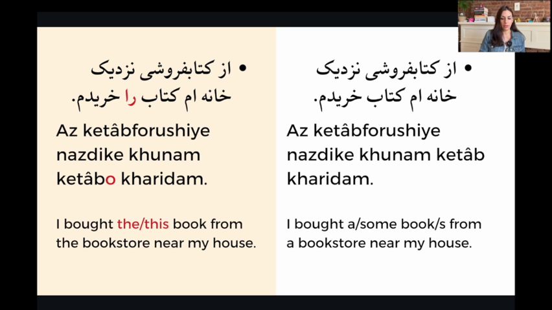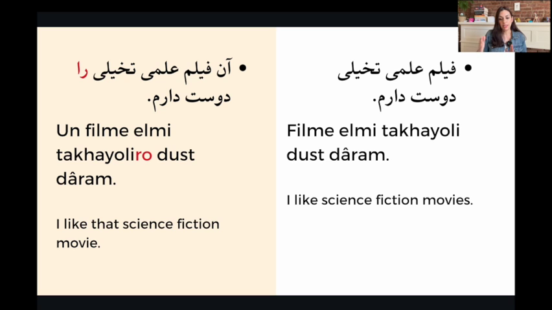Let's see another example like that. So the example on the right, فیلم علمی تخیلی دوست دارم. That's very general. I like science fiction movies in general. But now the example on the left, اون فیلم علمی تخیلی رو دوست دارم. I like that science fiction movie, like specifically that one, maybe not others. So رو also indicates something specific.